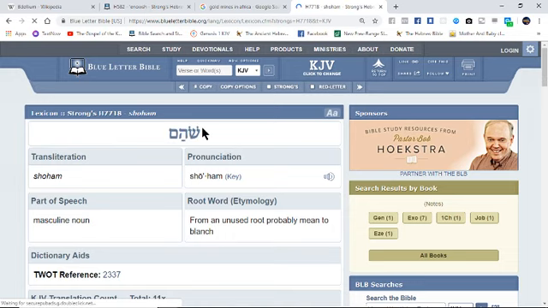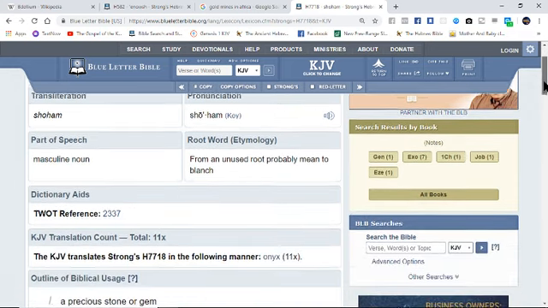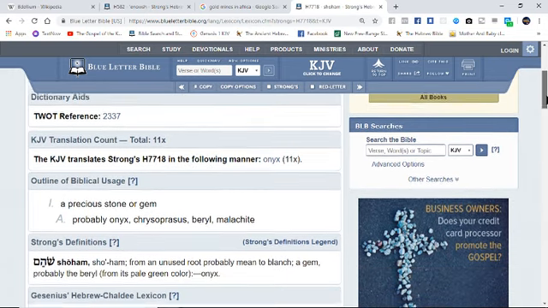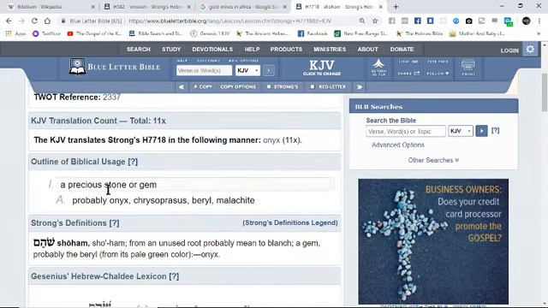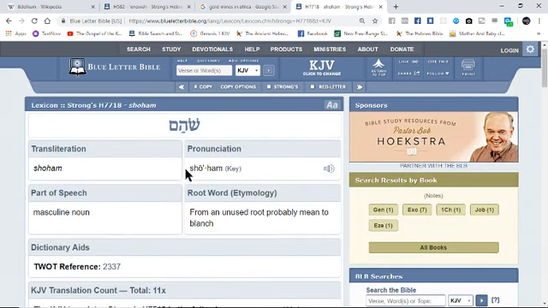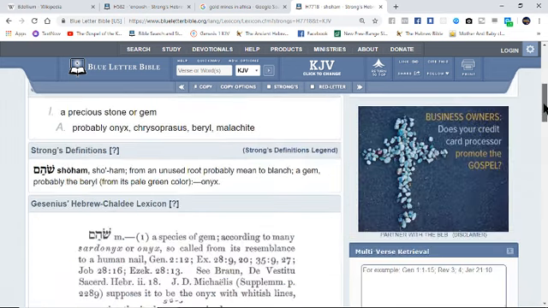this is the Hebrew word that onyx is translated from. You'll pronounce this shoham, but I'm going to scroll down. And as you can see here, it says a precious stone or gem. And then it says probably the onyx. I don't know how to pronounce this stone, the beryl, but they say probably. This means they are not 100% sure what type of stones the Hebrews called shoham. They're just not 100% sure.